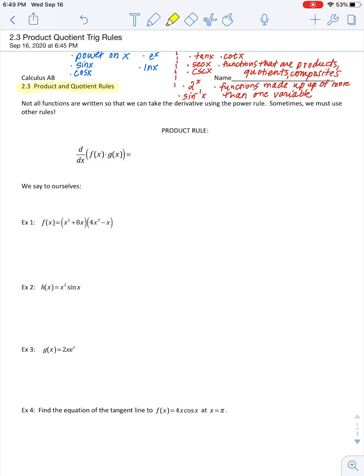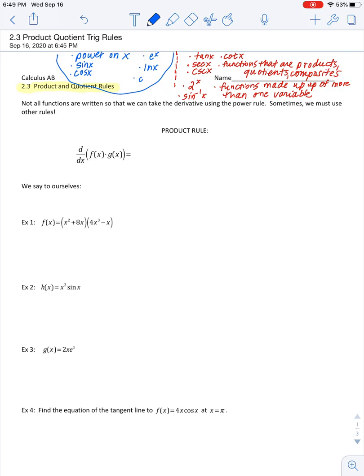So over here in the blue writing at the top of the page, these are the things that you have learned how to take derivatives of so far. If there's a power on x, you can take the derivative of that using the power rule. If it's sine, cosine, if it's e to the x and ln of x. I guess also you have taken derivatives of just plain constants, like if it's just a c, the derivative of 5 is 0.